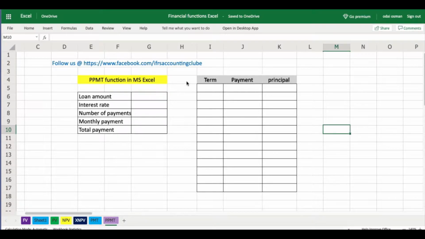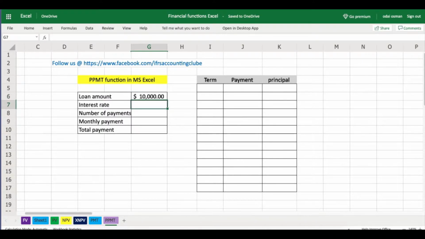Hi friends, in today's video we are going to learn another financial function, the PPMT function. The PPMT function is a variation of the PMT function where the payment is calculated on the principal with a consistent interest rate and consistent periodic payments. Both the PPMT function and the PMT function have the same meaning. However, the PMT function accepts the periodic payments.